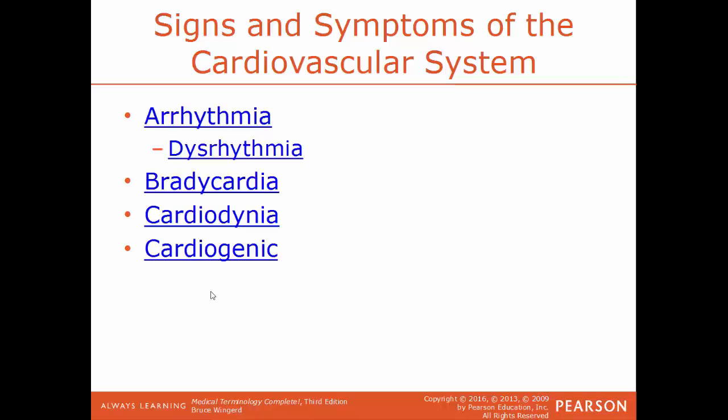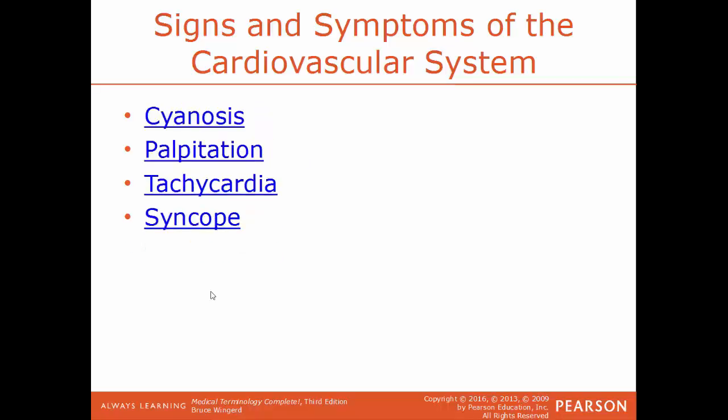Bradycardia. Remember, brady means slow, so this would be a slow heart rate. Next term, cardiodynia. This is a reference to having pain within the heart region. And the last term here, cardiogenic. This is something that is originating from the heart, or something that is caused by a cardiac condition. Cyanosis. This is having a bluish appearance due to the lack of blood flow, or the lack of oxygen within the blood. Palpitation. This is a reference to a very strong, very rapid, or an irregular heart rate, usually brought on by illness or by exercise. Tachycardia is having a fast heart rate.